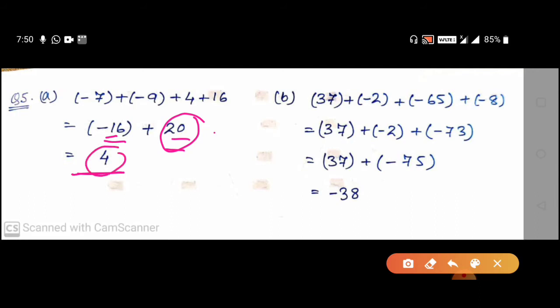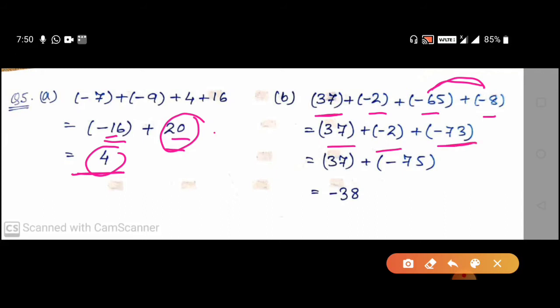Question number B is within bracket 37, which is positive, plus within bracket minus 2 plus within bracket minus 65 plus within bracket minus 8. So here first of all we will add negative integers. So we will keep 37 and minus 2 same, and we will do with minus 65 and minus 8. Since we have two negative integers, we will add and answer will take a negative sign.